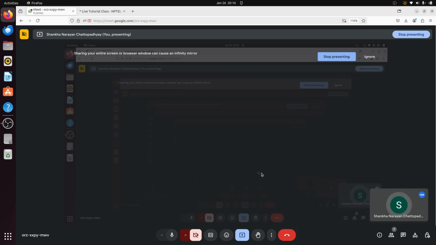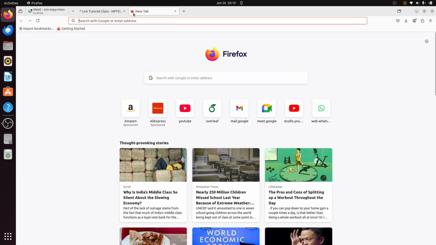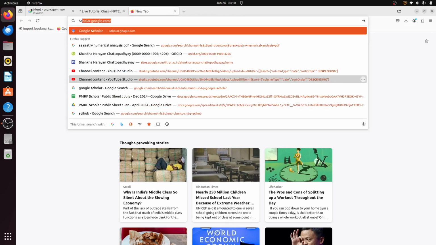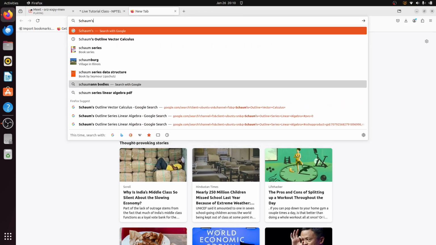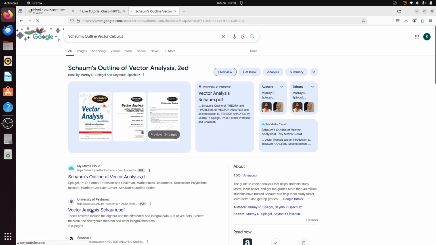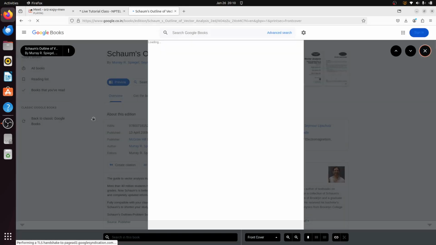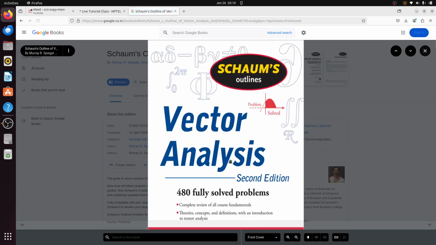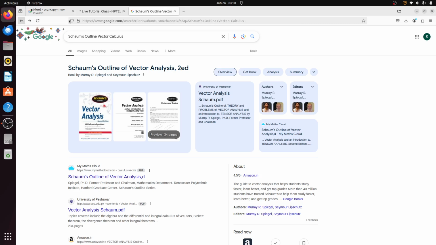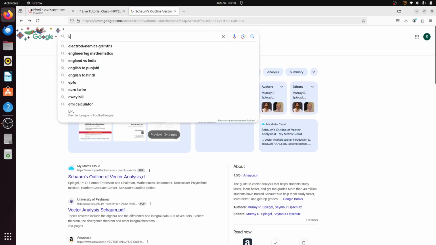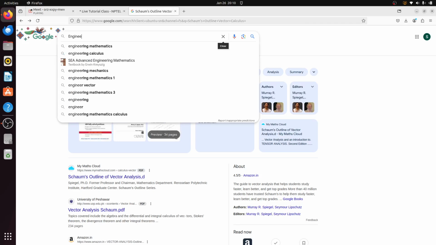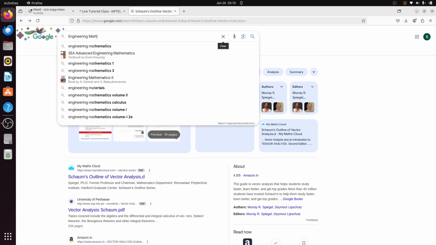Okay, but I can suggest a few books. This book I have suggested is very good: Schaum's Outline of Vector Calculus. You can follow this book. The PDF is also available. This is a great way to learn because it is one of the finest books. There are also many more books. This is also one nice book: Engineering Mathematics by Chris Jig.